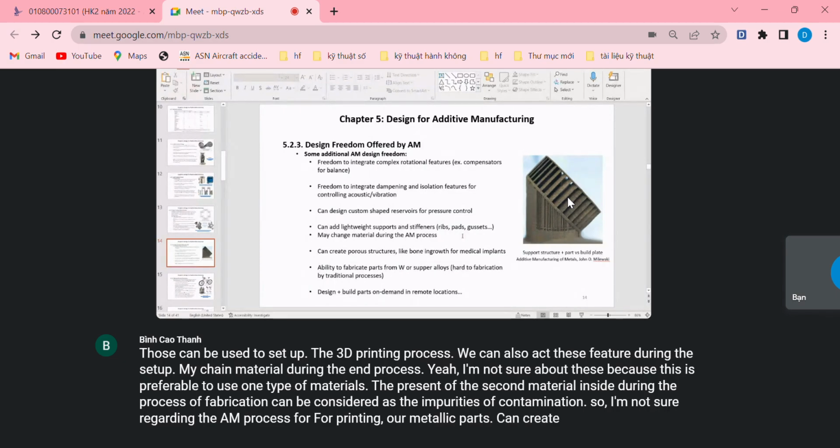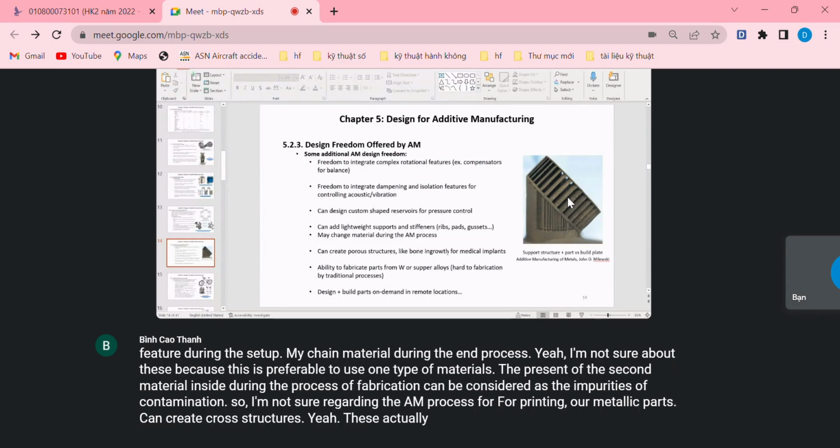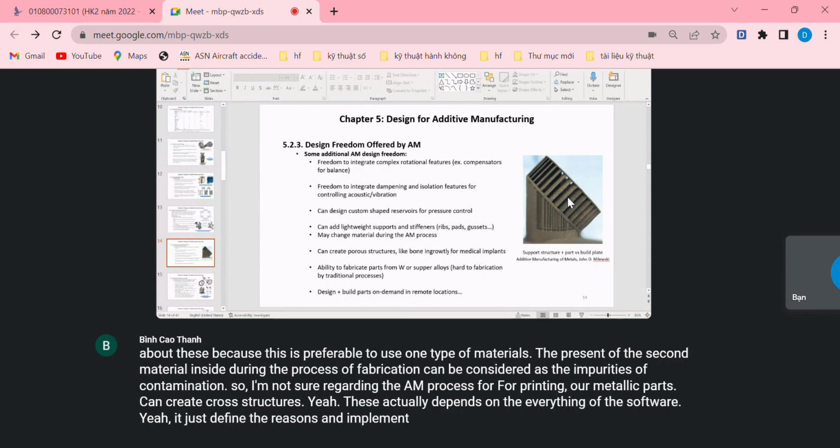Can create porous structures. This actually depends on the ability of the software to define the regions and implement these features to your design.